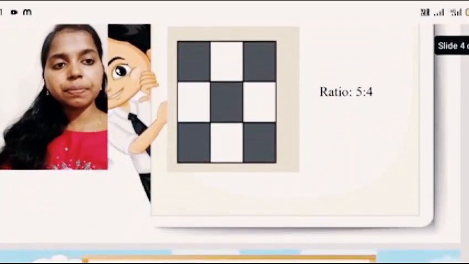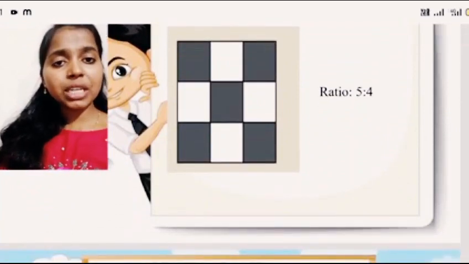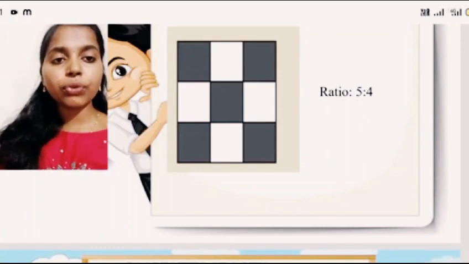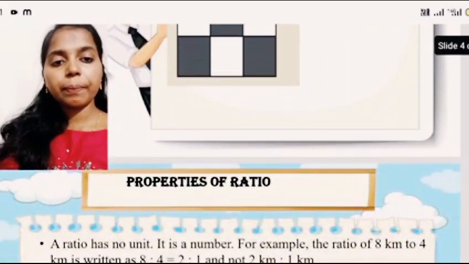The next figure: here how many shaded parts are there? 5 shaded parts are there and 4 unshaded parts are there. So we can write 5:4 as the ratio of the second figure.